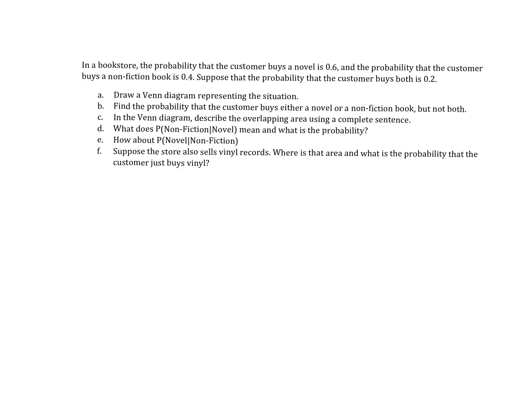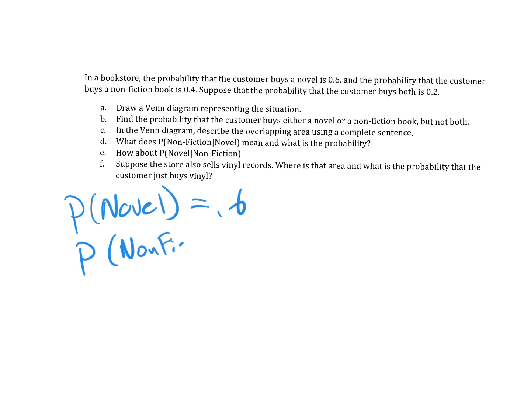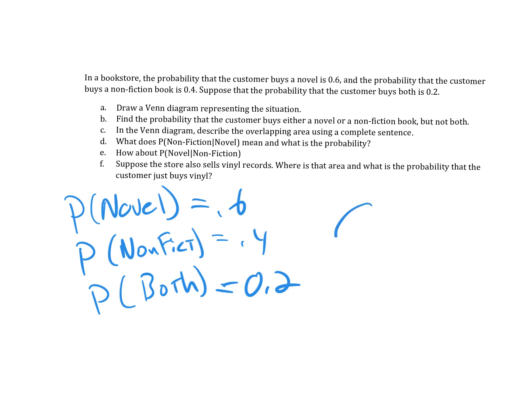Here they're telling us the probabilities. The probability that somebody buys a novel equals 0.6. The probability that the customer buys nonfiction is 0.4, and the probability that they buy both, which symbolically, I don't know how to write that symbolically, I'm not going to bother, is 0.2. So now, if we set up a Venn diagram for this, it's going to be very similar to the one I just did.